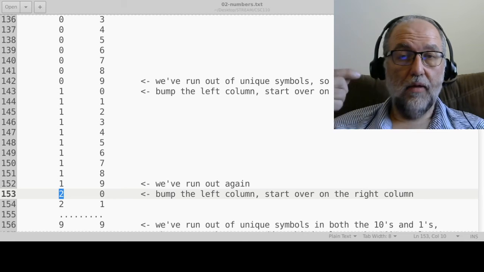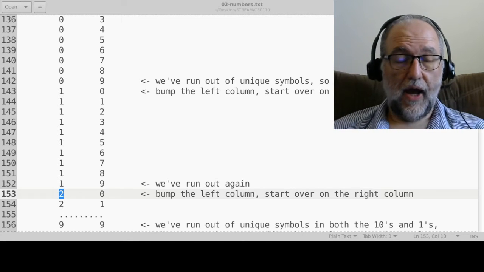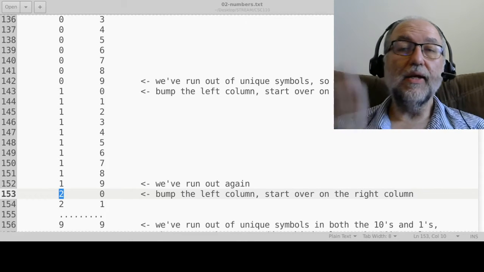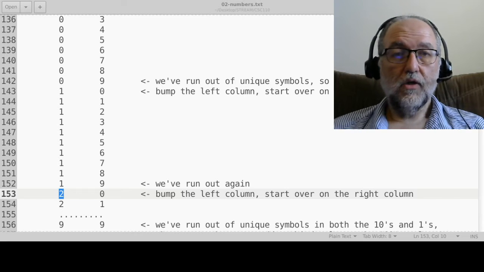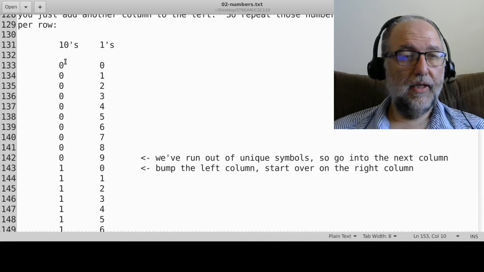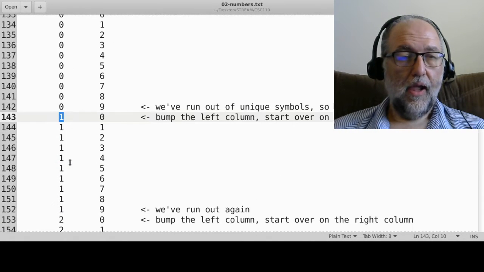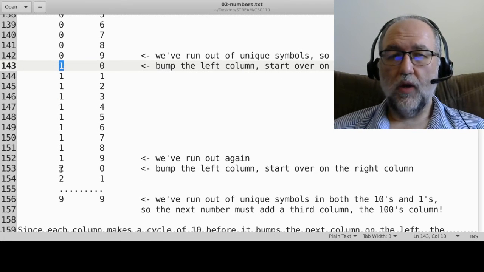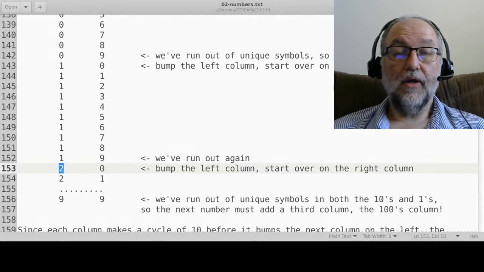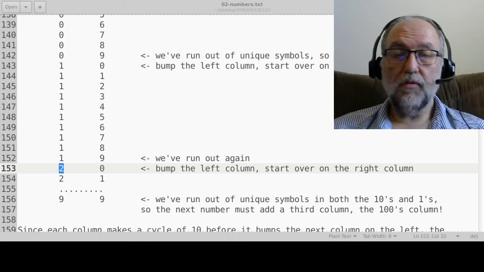So the tens column also does this cycling 0 through 9, but it does it with a periodicity of 10. You'll have 10 zeros in the tens column before you get to a 1. And you'll have 10 ones in the tens column before you get to a 2. And you'll have 10 twos in the tens column before you get to a 3, and so on.